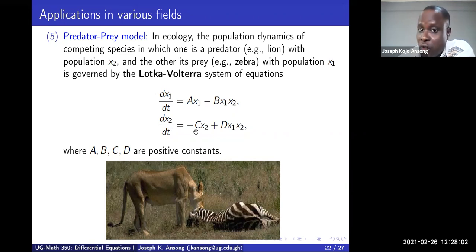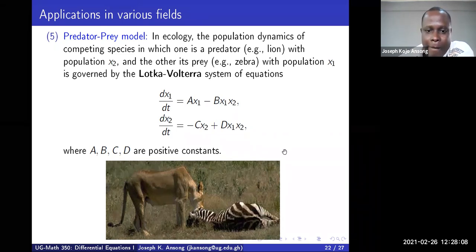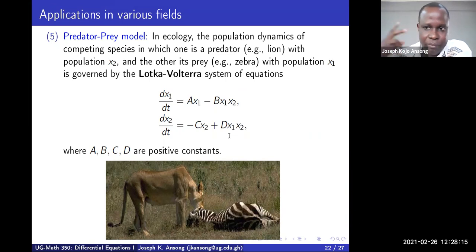All right. In this case, there are two of them, where A, B, C, and D here are some positive constants. Okay. I'll give a very simple case of these. We are not solving this. I'll give you a simple case of how you can often apply this. They are very interesting.